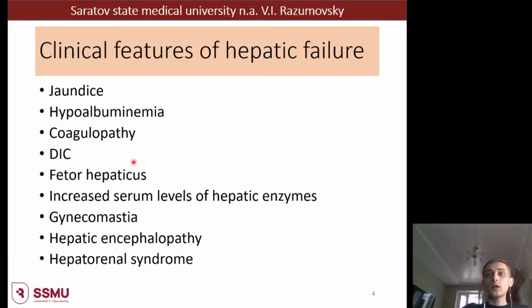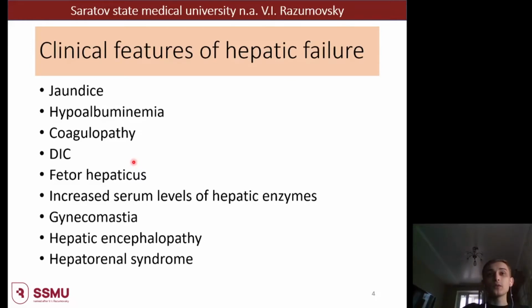Hypoalbuminemia. Hypoalbuminemia is a result of damage to the albumin-synthesizing function of the liver, and as a manifestation of this we may see formation of edema, like ascites and other places of edema accumulation. Coagulopathy is again associated with the really important function of the liver in synthesis of special products necessary for coagulation. As a result of coagulopathy, we may see DIC syndrome, the syndrome of disseminated intravascular coagulation.